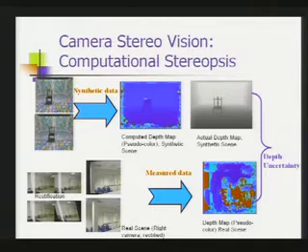The way the fusion works is that you look at the stereo first, and many of you probably know that if you compute stereo, as you go away from the camera, the uncertainty is going to increase.